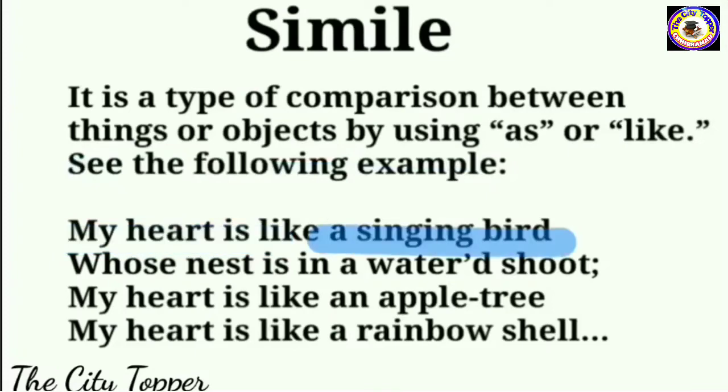My heart is like a singing bird whose nest is in a water shoot, and my heart is like an apple tree, my heart is like a rainbow shell. See, the lines have been taken from the poem A Birthday, and it is written by Christina Rossetti.